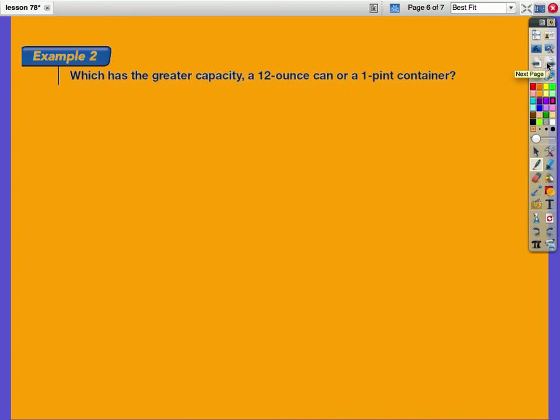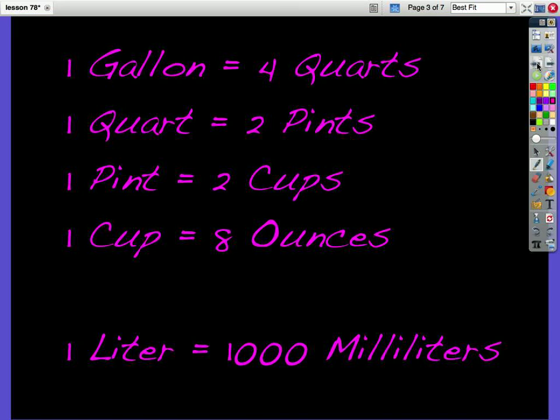Now, which has the greater capacity? A 12-ounce can or a 1-pint container? So it's 12-ounce can or a pint container. Well, let's look at this chart. So we had a 12-ounce can or 1 pint. We're trying to figure out which one's bigger. Let's start with 12 ounces.